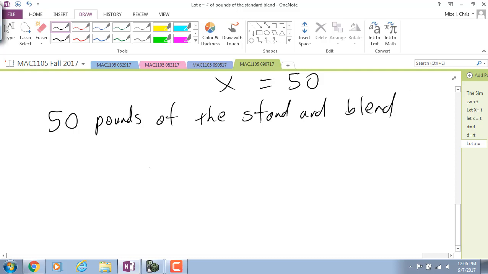How many pounds of the premium blend then? 80 pounds, total of 80 pounds. So subtract the 50 pounds from the 80 pounds. 30. So 30 pounds of the premium blend.